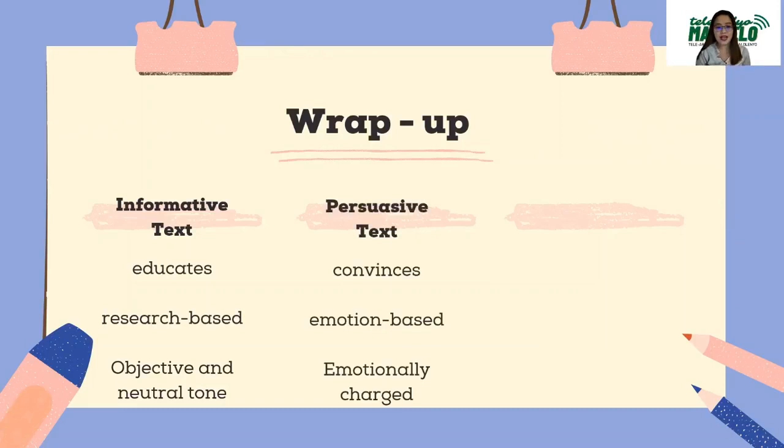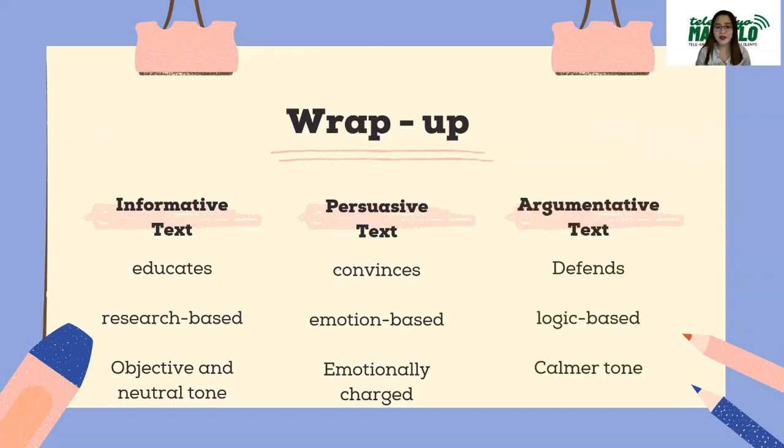Persuasive text, on the other hand, convinces the reader and it uses facts with emotions throughout the text. And remember, it is emotionally charged. And last one is the argumentative text, which defends or wants the reader to acknowledge the writer's points or ideas by, of course, providing logic-based information. And remember, it always has a calmer tone.